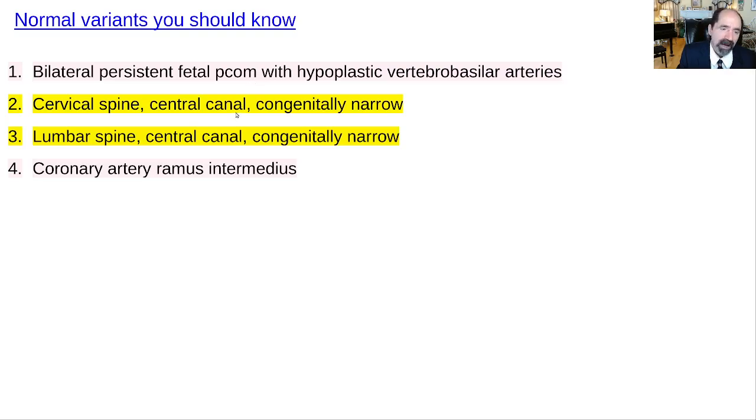And then spine problems. You can have a congenitally narrow canal and cause all kinds of problems. It's like what the football players have that get transient or permanent paralysis. Coronary artery ramus intermedius, we'll just sort of finish up with that one.